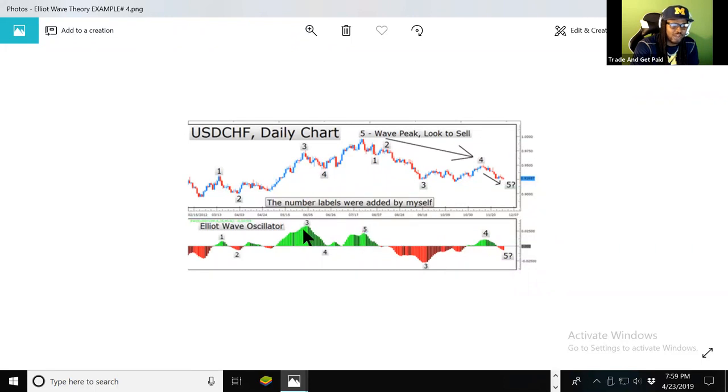It couldn't push as high as wave 3. It gave you the first sign that the sellers were going to show up, because we didn't make a higher high on the indicator. This is what's going to start to shift that mindset that the market's about to turn around and I'm about to get caught off guard. I'm in my 5th wave. I see the market pushing higher.